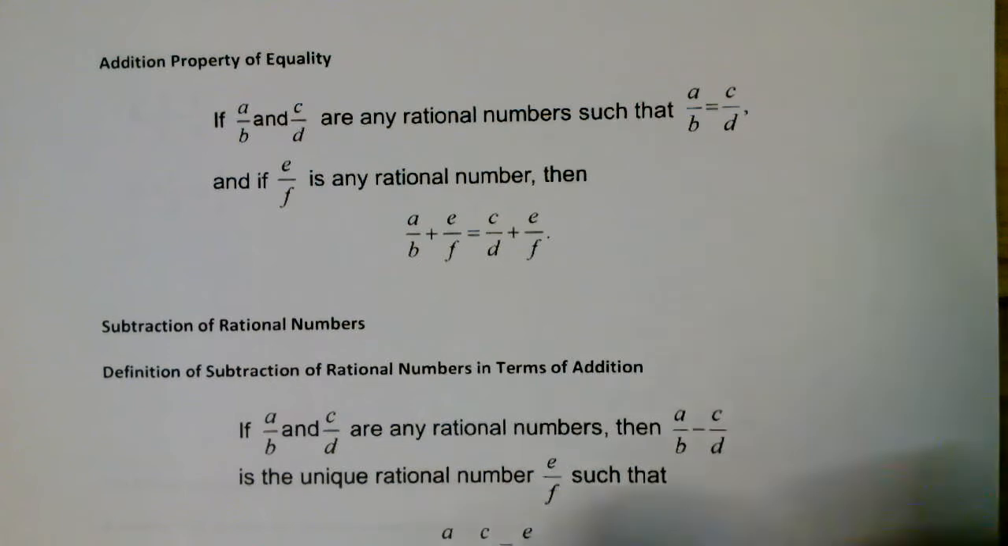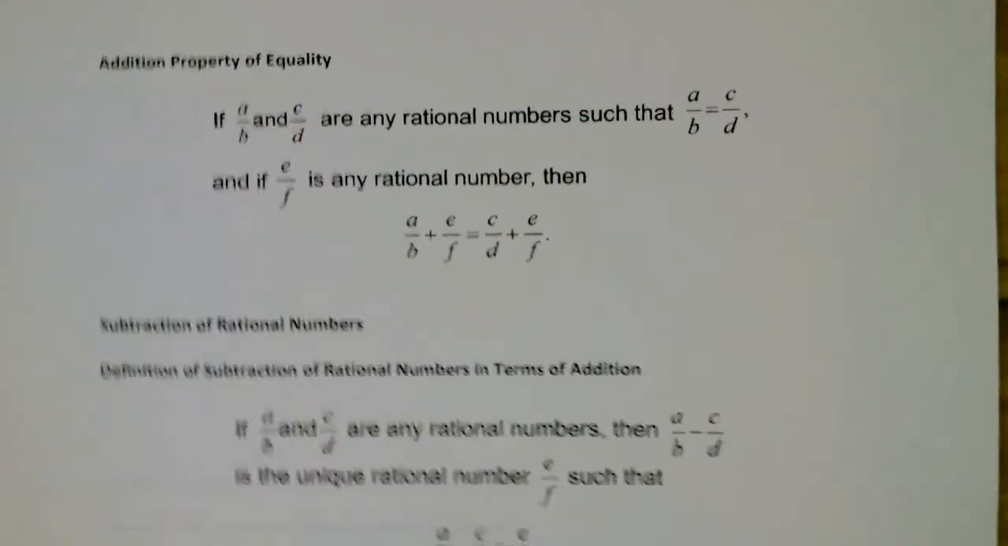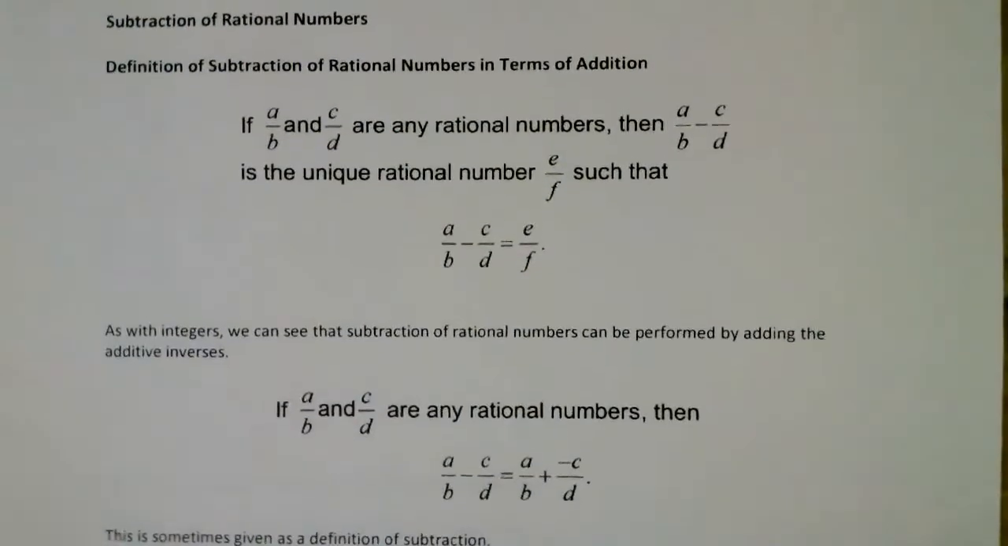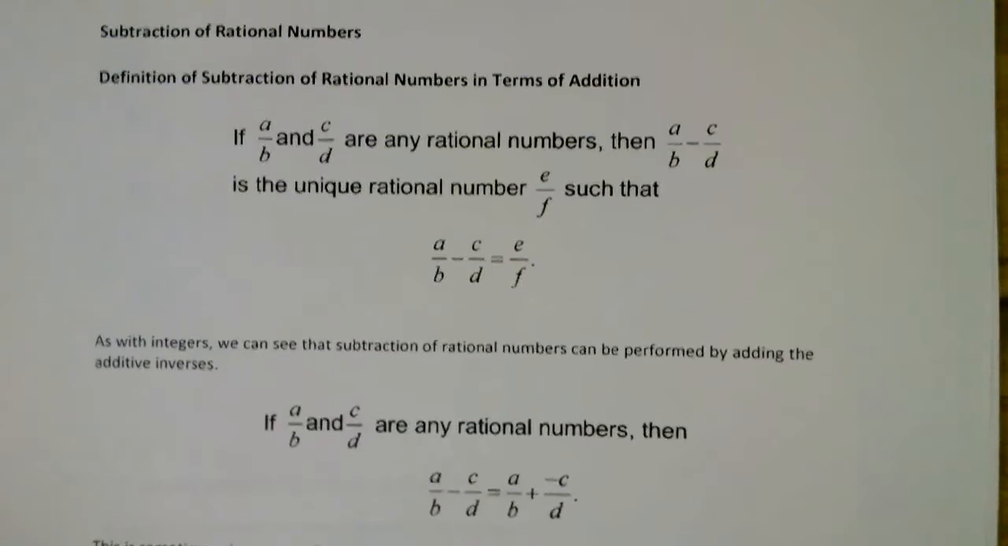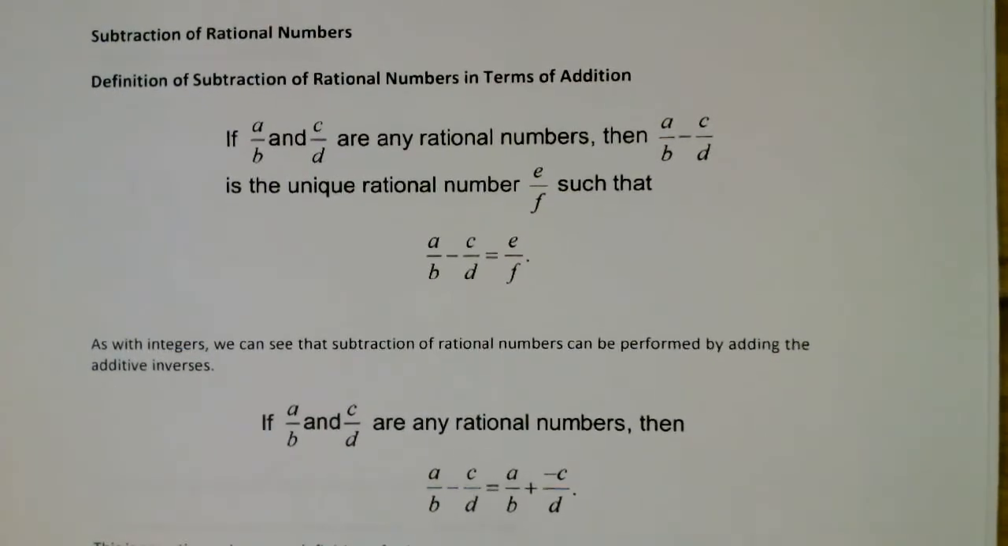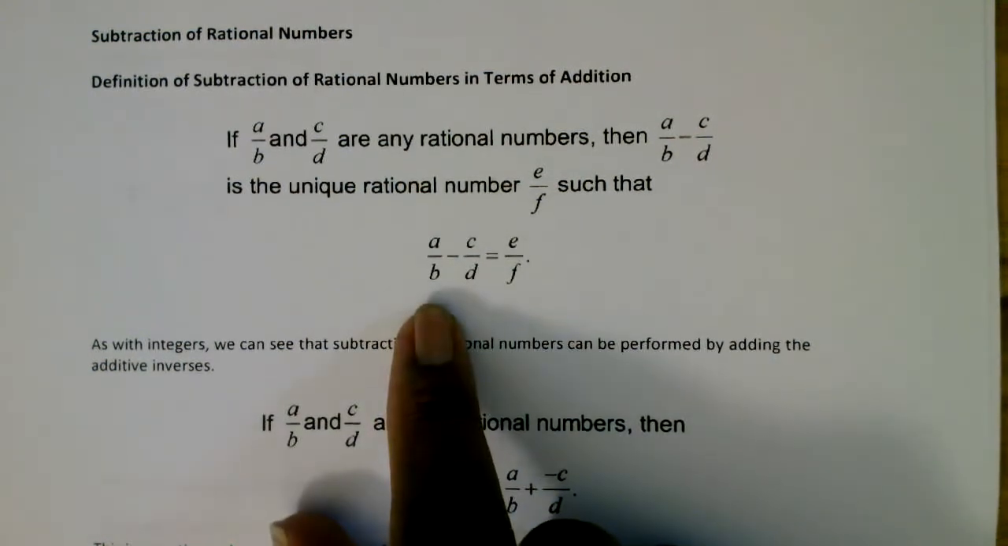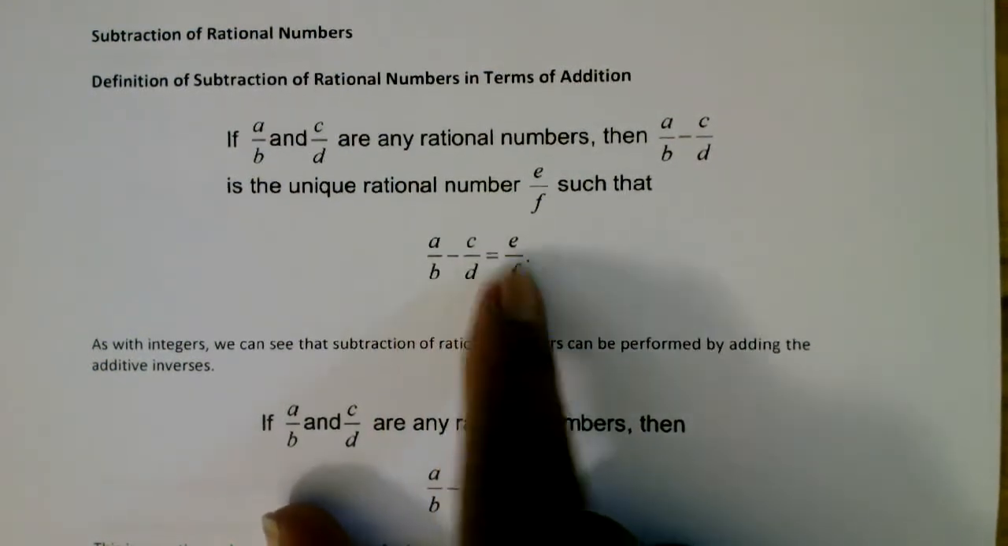All right, next we'll look at subtraction of rational numbers. Let's look at the definition of subtraction of rational numbers in terms of addition. If a over b and c over d are any rational numbers, then a over b minus c over d is the unique rational number e over f, such that a over b minus c over d is equal to e over f.